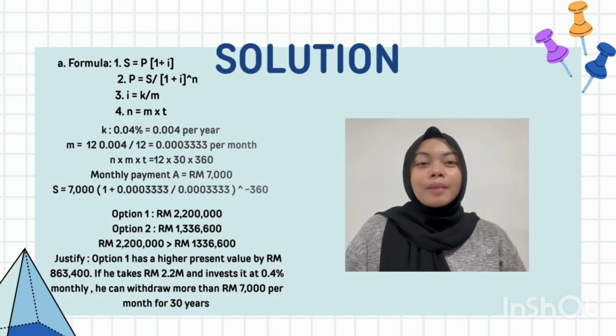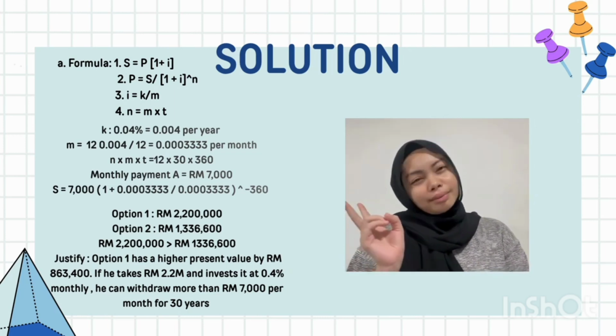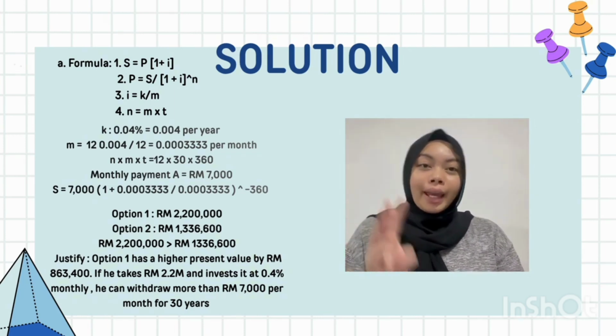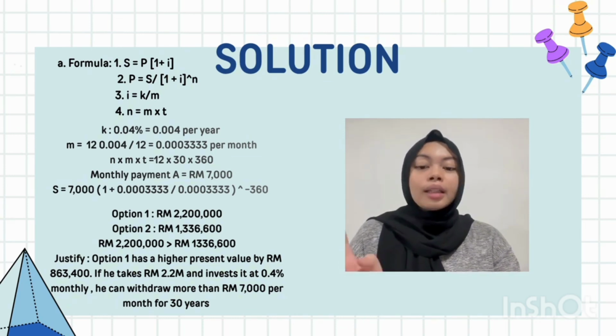So right now I'm going to explain the formulas. S equals P times (1 plus i) to the power n, and for P, P equals S divided by (1 plus i) to the power n, and for i, i equals k divided by m, and for n, n equals m multiplied by t. So first we are going to use the formula i equals k divided by m.